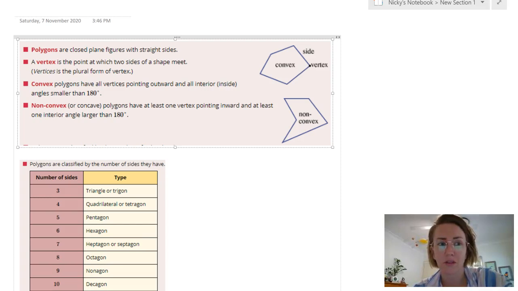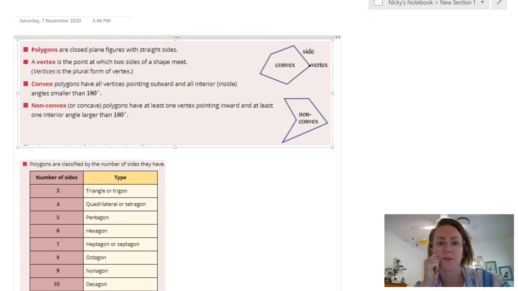So this I've just got straight from the Cambridge website. It's actually also in your textbook. And this is 9A, and then 9B and so on goes on to the different types of polygons and triangles and stuff. Anyway, this is the basics.